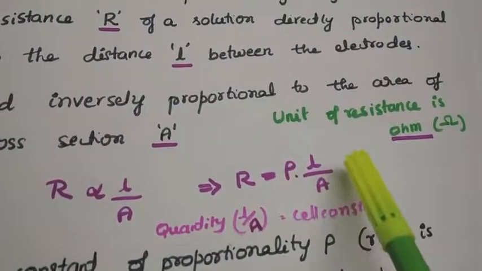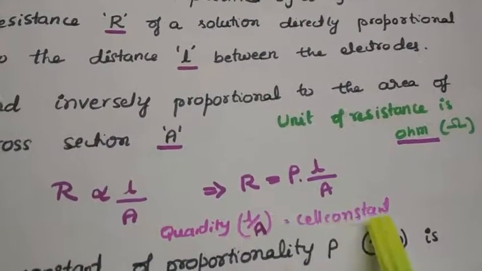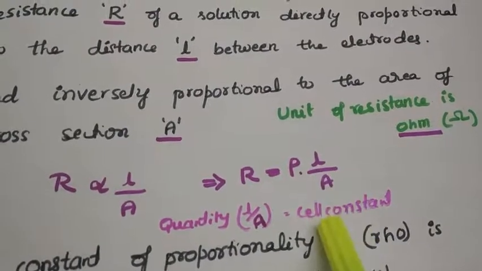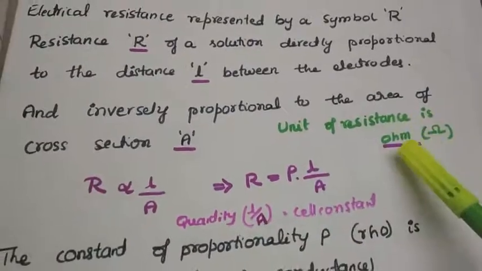And this quantity L by A is called the cell constant. The quantity L by A is called the cell constant. The unit of resistance is ohm.